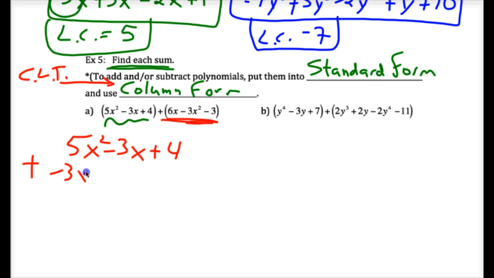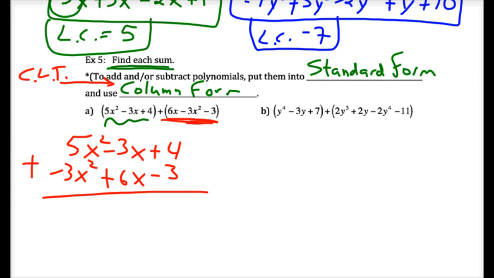-3x squared plus 6x equals -3. Guys, when Nico turned that one around and put it in standard form, what happened with our like terms in the column form? They line up.